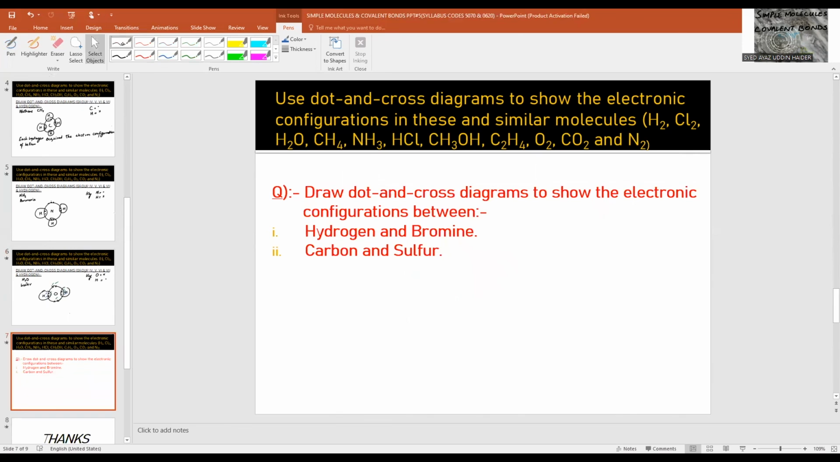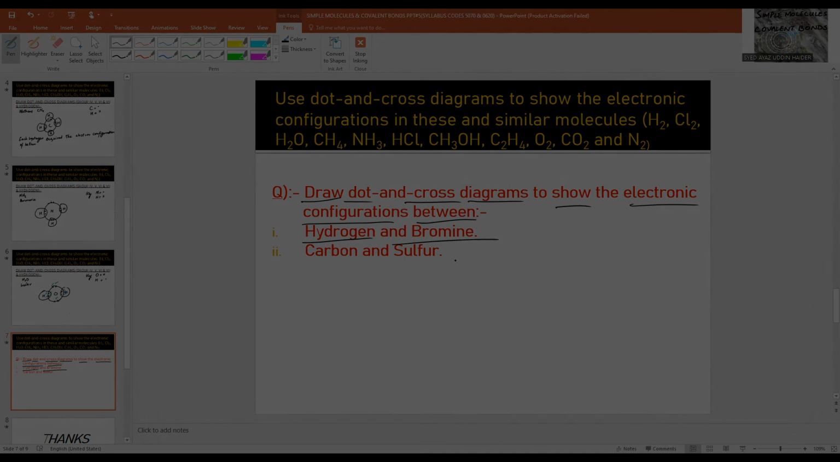Now here's the work to do. Draw dot and cross diagrams to show the electronic configurations between hydrogen and bromine, carbon and sulfur.